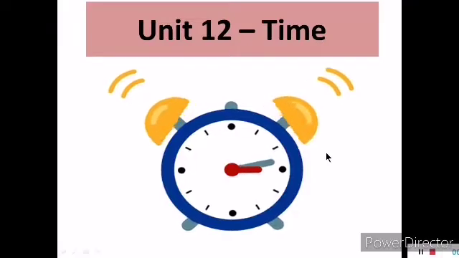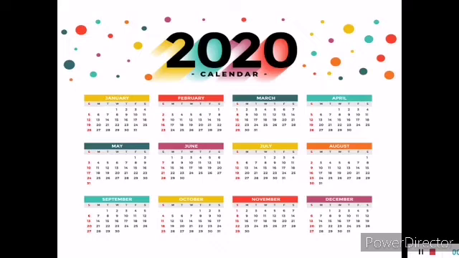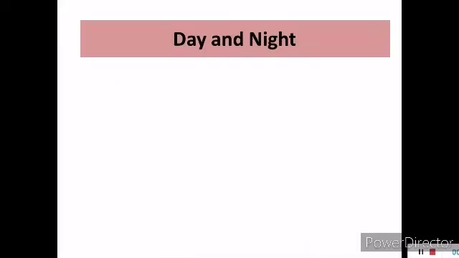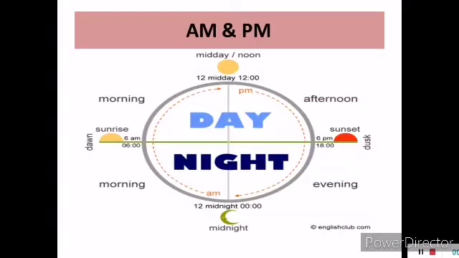Remember, in the last video we started with Unit 12, Time. What are the things we learned? We learned about the calendar. A calendar is a chart which tells us about day, date, year, month, etc. We also know about the day and night. Together they are 24 hours. And how to write AM and PM.